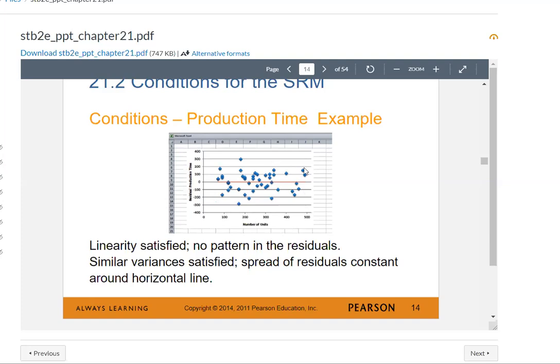The residual plot should look almost like this, like a rectangle, with an almost equal number of points on top and bottom of the line, and similar variances from left to right. We don't see any patterns here, right? From left to right, there's no pattern. So we can say linearity is satisfied, no pattern in residuals, similar variances satisfied, spread of residuals constant around the horizontal line.